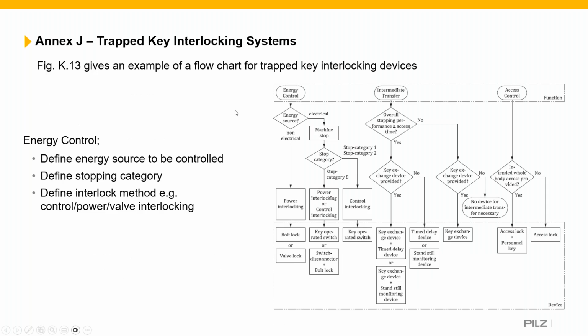We spoke about things that we need to control. This K13 chart I showed earlier in the presentation looks at the various examples of things that we've got to control. So, for example, for energy control, we need to define the source of energy. What is it that we're trying to do? If it's electrical, we need to look at the stopping category. So do we need an instant stop or a timed stop before we remove the power?